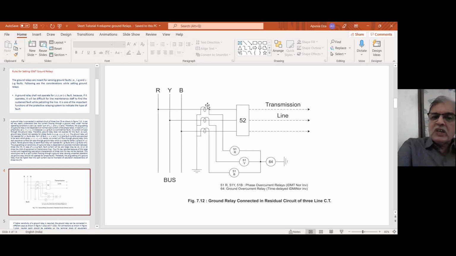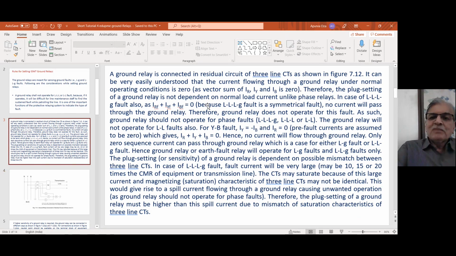And once again, unfortunately, all the 3 CTs do not saturate by same amount. There will be mismatch. There will be non-identicity between saturation characteristic of 3 CTs, and therefore some spill current will flow through 64. The relay should not operate for that spill current, and therefore you have to be very particular while deciding the sensitivity of a relay, that means the plug setting of a relay. That is the requirement.